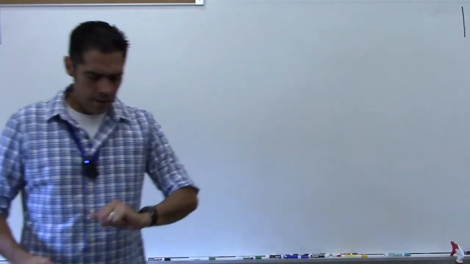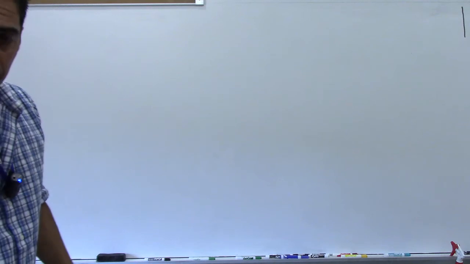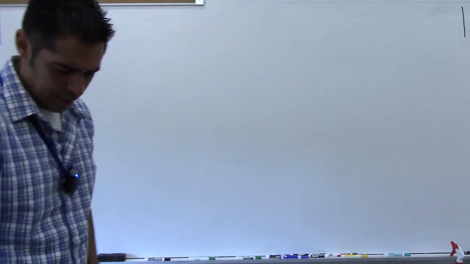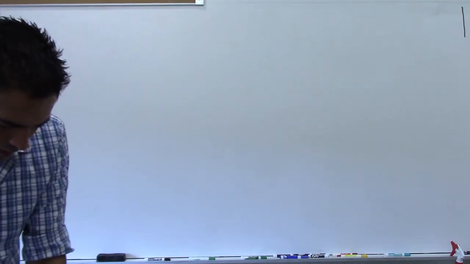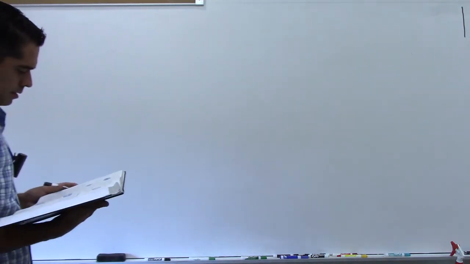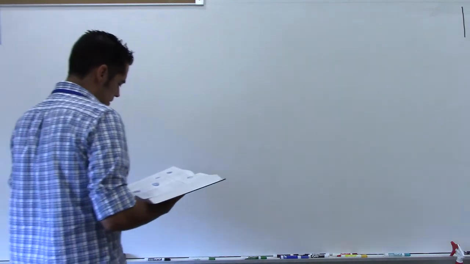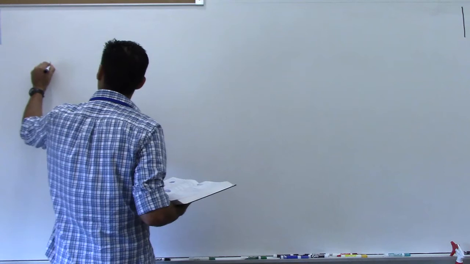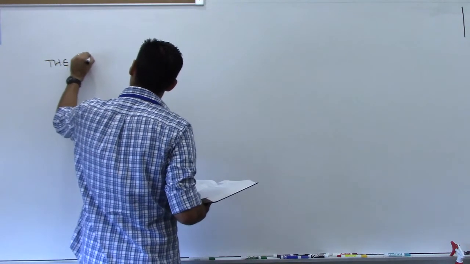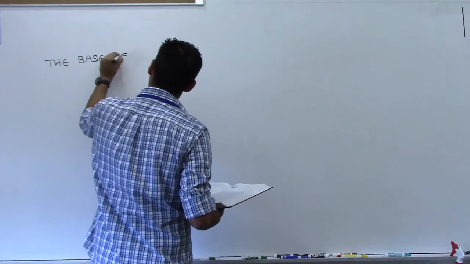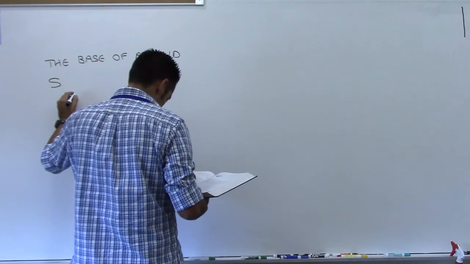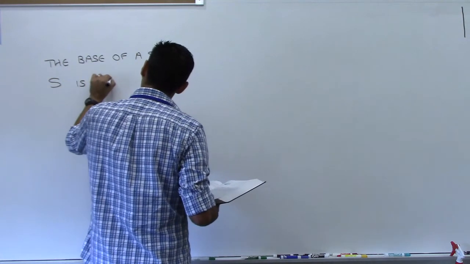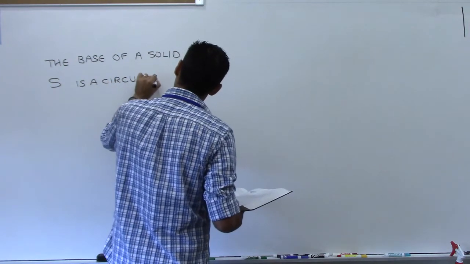All right, so I think I have enough time to do one of these weird problems where you have a base that, well, let me just do it. I'm sure I'm going to do one of these in class. Let me look at number 38. Says the base of a solid S is a circular disk.